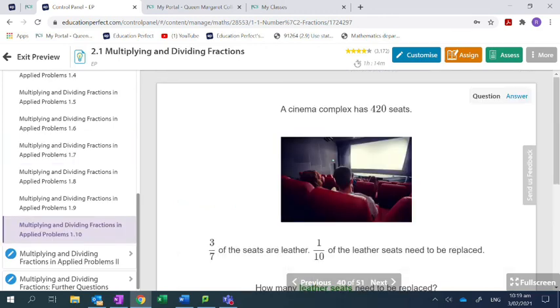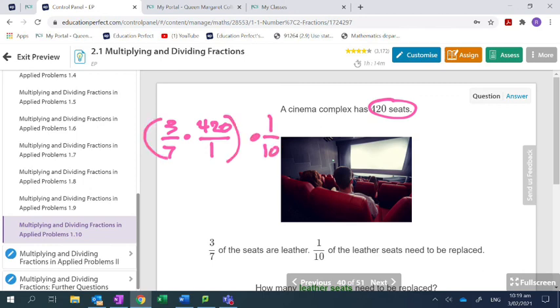Pretty straightforward. My recording keeps stopping, so this one's going to be a really bad recording. I could do 3/7 of, how many seats? 420. And of those, 1/10 of them are going to be leather. Right? And you don't even need the brackets, parentheses in my world. Okay.